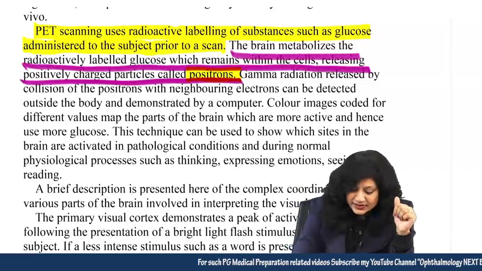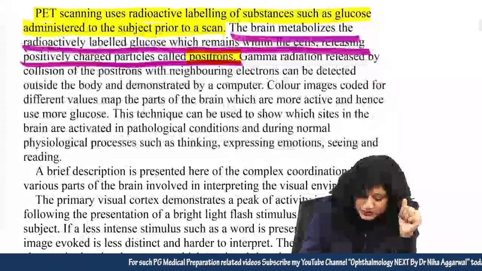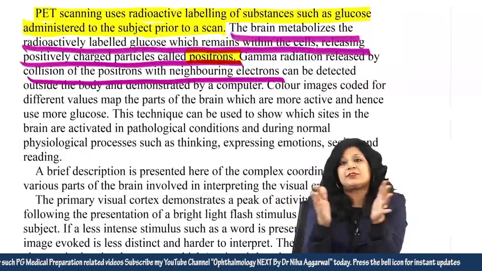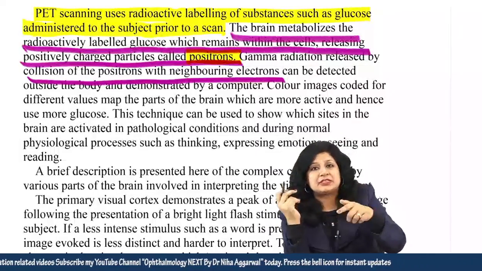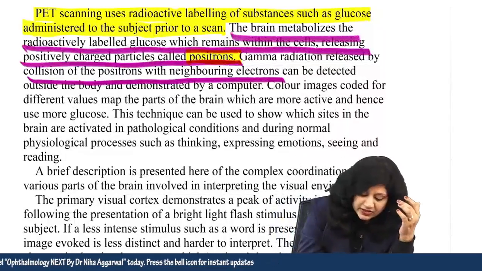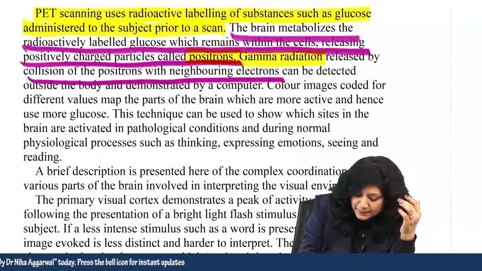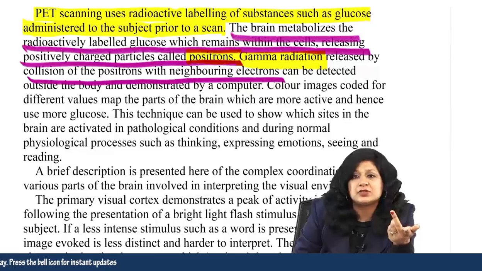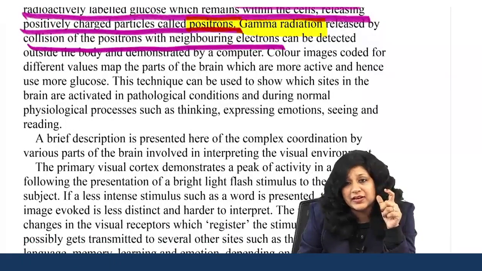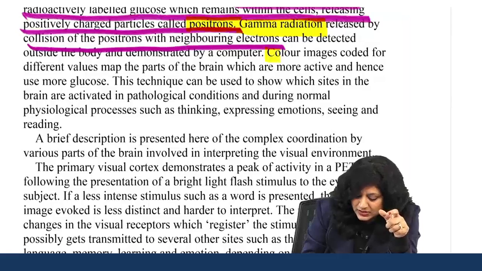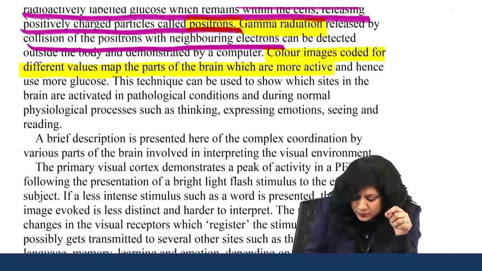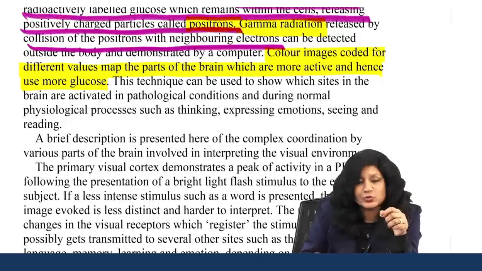Gamma radiations are released by the collisions. Now what happens? There are collisions of these positrons with the neighboring electrons. So these positrons which are emitted will collide with the electrons, and they will release what you call gamma radiation. So finally we have the release of gamma radiations there. Now whatever radiations are released can be captured. Color images coded for different values of the map show the parts of the brain which are more active, and hence using more glucose, and they can be captured now.